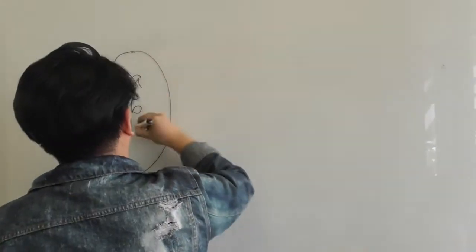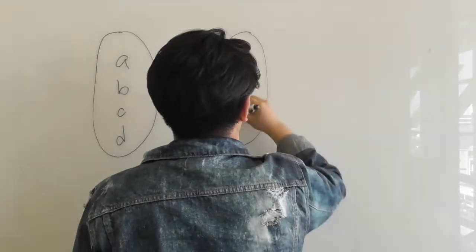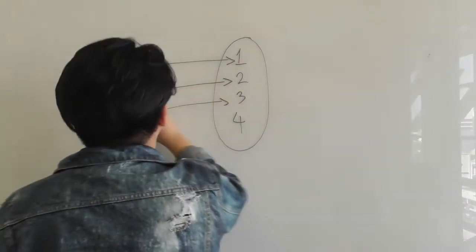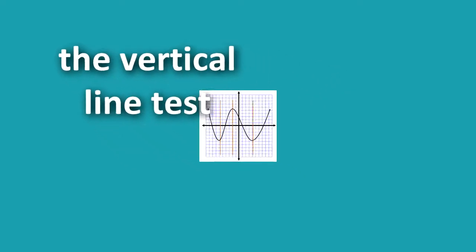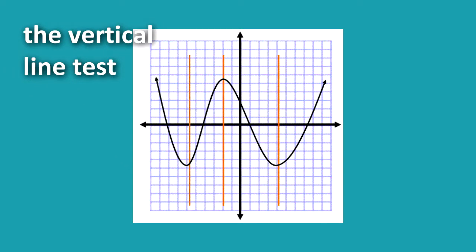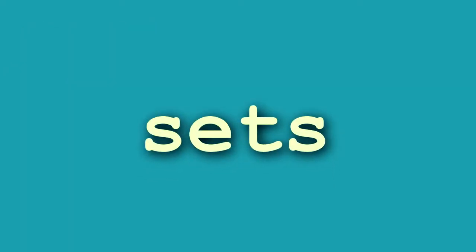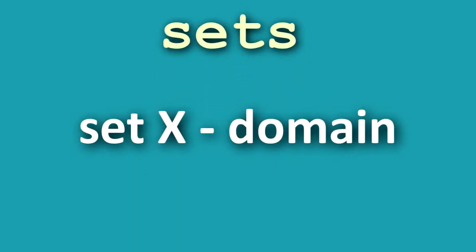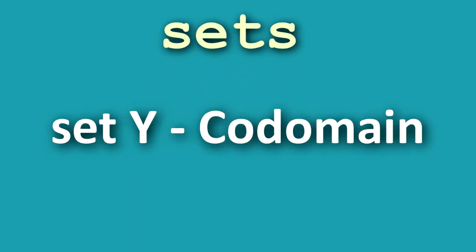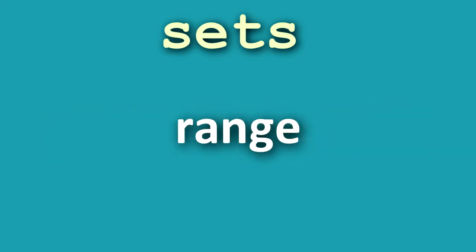A function relates each element of a set with exactly one element. Functions can easily be identified by the use of the vertical line test. In functions, there are three sets to remember. Set X is the domain, set Y is the codomain, and the set of elements that get pointed to in Y is called the range.